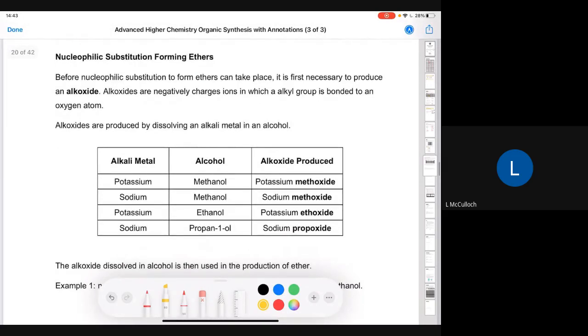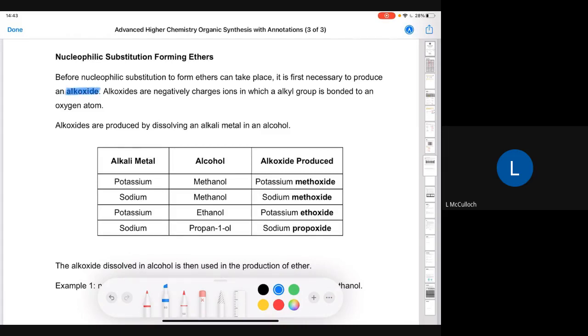Now, we're going to go on to talk about nucleophilic substitution forming ethers. Now, there's a wee bit more to a nucleophilic substitution reaction when we form an ether. It says before nucleophilic substitution to form ethers can take place, it is first necessary to produce an alkoxide. Now, an alkoxide is what our nucleophile is going to be. So basically, we need to produce the nucleophile.